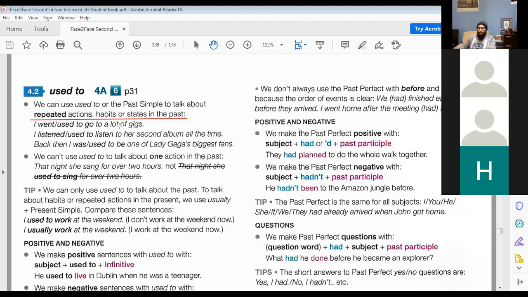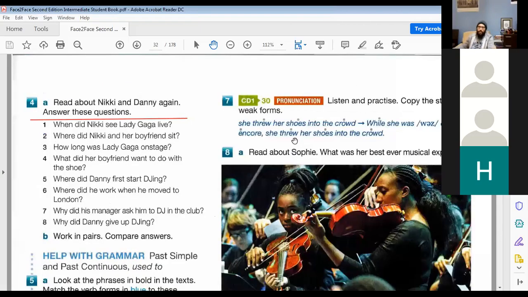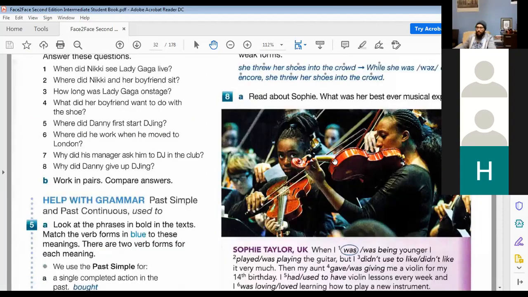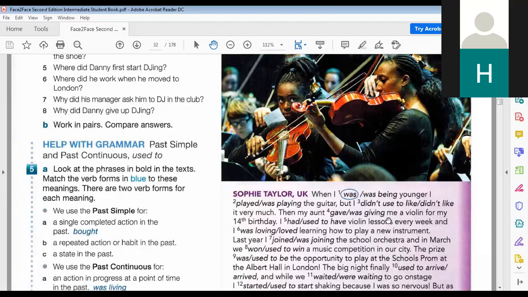And you can see the examples. I used to go to a lot of gigs. I used to listen to her album all the time. I used to be one of her biggest fans. So I used to go to a lot of gigs, that's a repeated action. I used to listen to her album all the time, that's a habit in the past. And then we have, I used to be one of Lady Gaga's biggest fans, that's a state in the past. Do you get the idea with used to? So don't be afraid of used to. Use it like past simple in a normal way. If it happened one time, don't use it. The rest, no difference. This is the idea.